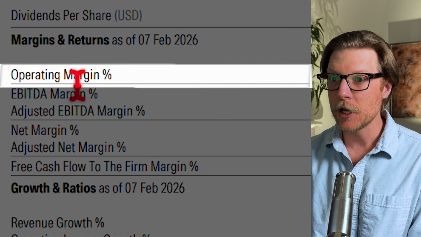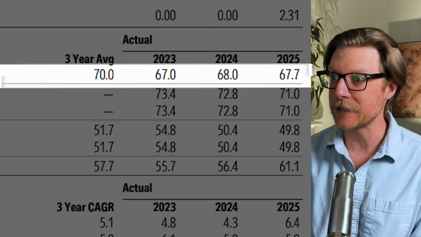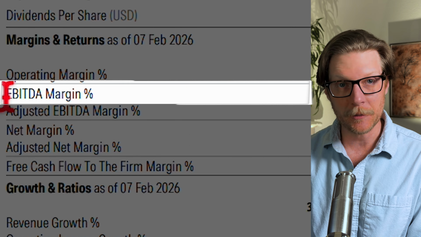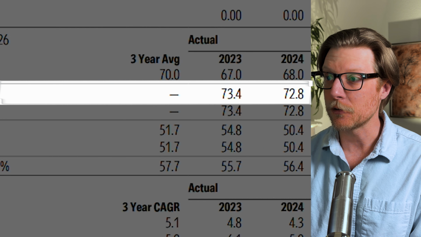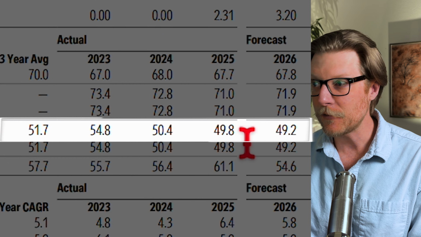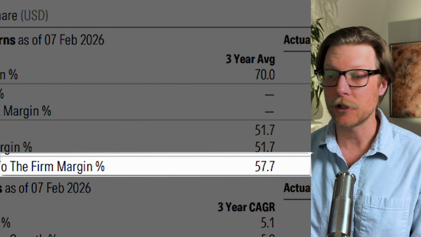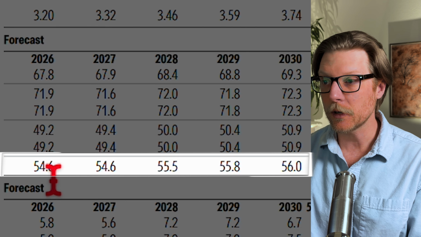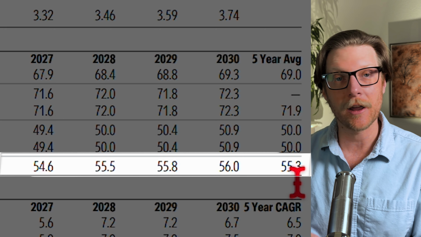But let's look at the margins. So in 2025, they show an operating margin of 67.7, and then that margin is growing throughout the forecast period up to 69. For EBITDA, that's earnings before interest, taxes, depreciation, and amortization, they show 71. It's growing to 72 throughout the forecast period. Net margin, 50% up to 51. And then finally, for their free cash flow margin, just like I showed a spike in free cash flow margin in 2025, they show it dropping in 2026, but growing throughout the forecast period. Their average is 55.3.